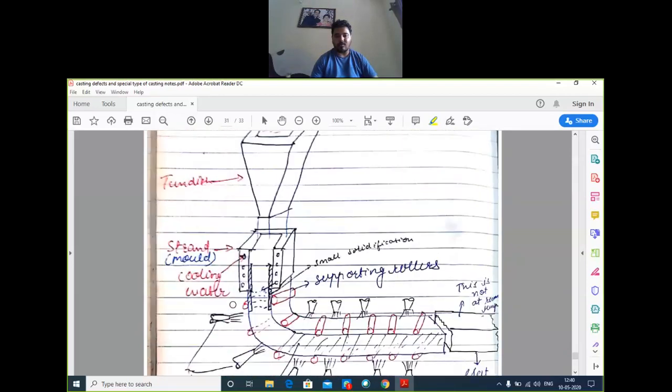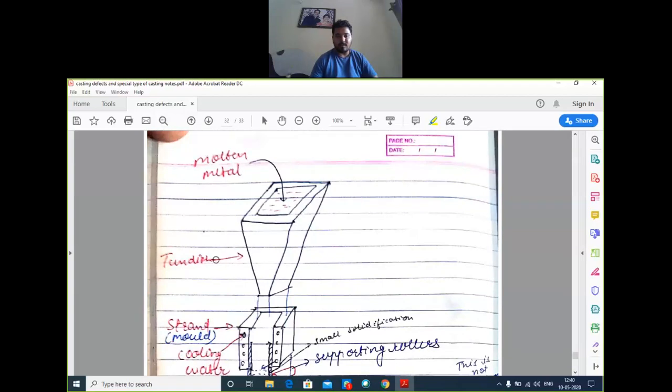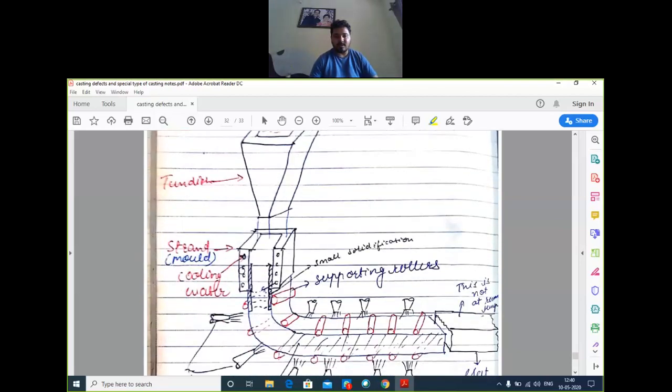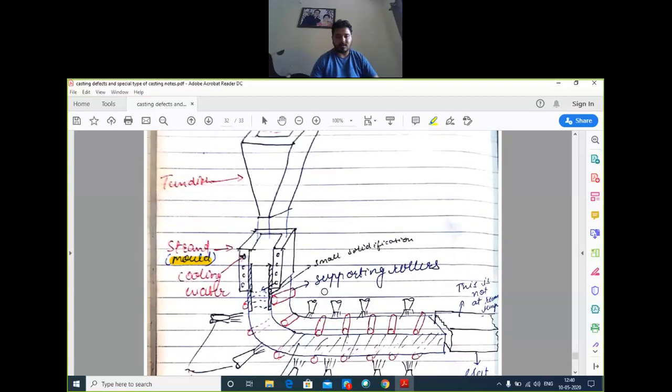Now I am going to discuss the process. This is a diagram of the continuous casting process. Here, this is a tundish. With the help of the tundish, we pour the molten metal, and this is a strand. Strand is also called the mold. This is one type of mold, a double walled water cooled mold. With the help of this mold, we get the product of the casting.